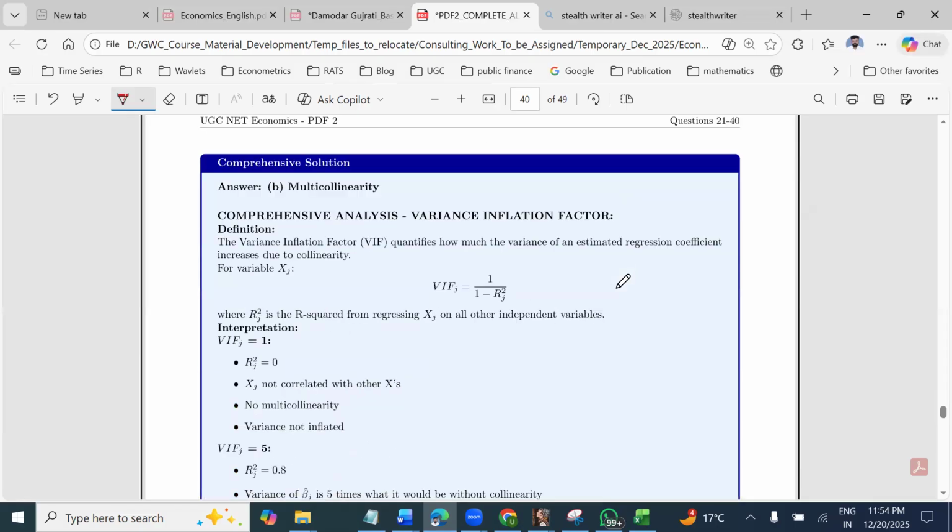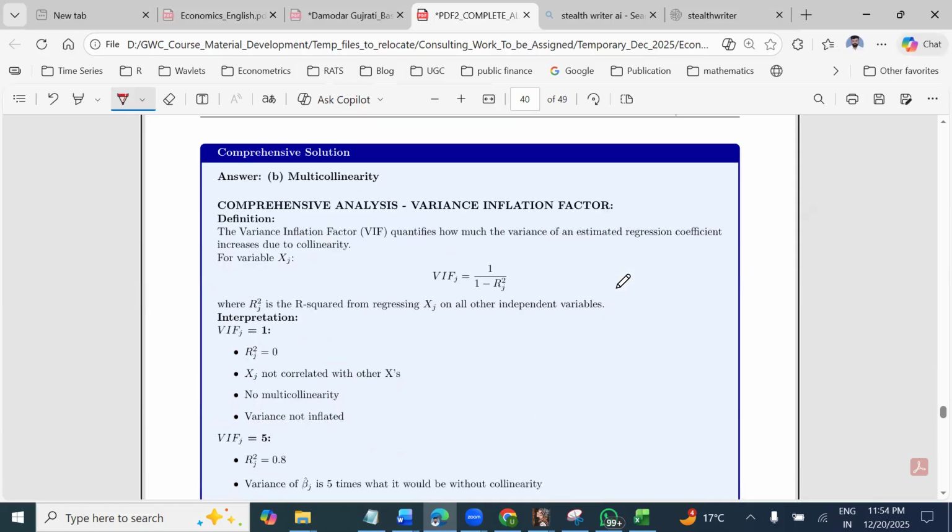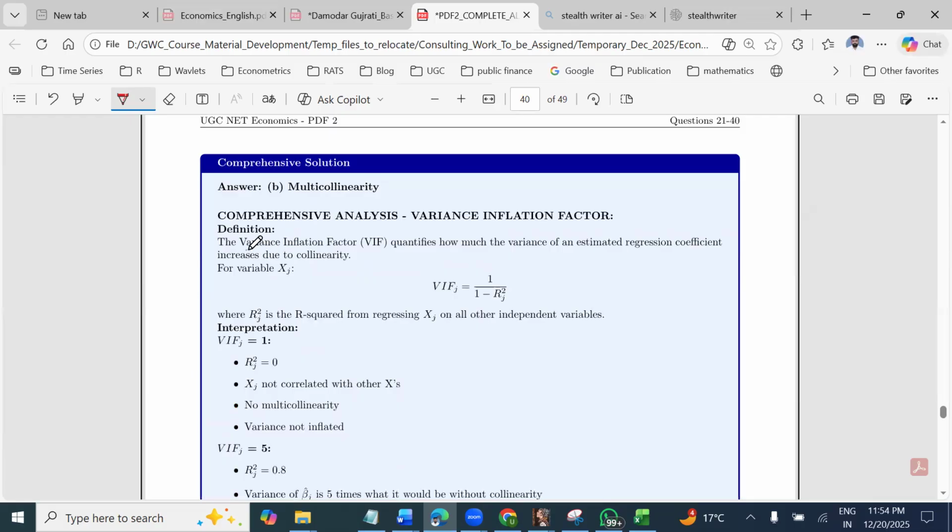I think this will be multicollinearity. First of all, you should know VIF is basically used to measure the variance of an estimated regression coefficient which increases due to collinearity. Yesterday I think we discussed that if there is a multicollinearity problem, do you remember question number 35 we were discussing, Sangeeta? Yes, sir. In case of multicollinearity, what will be the problem?